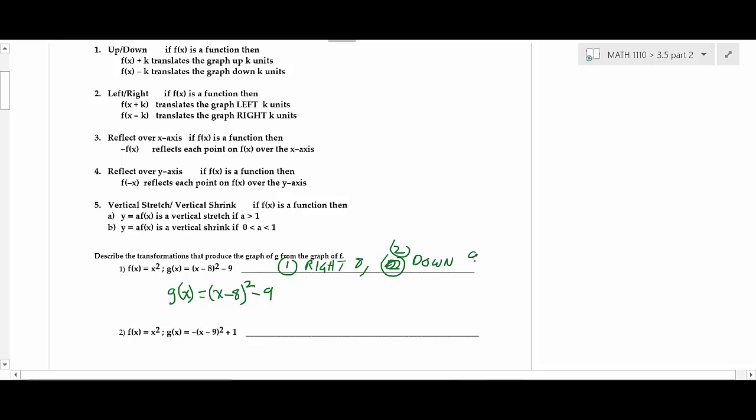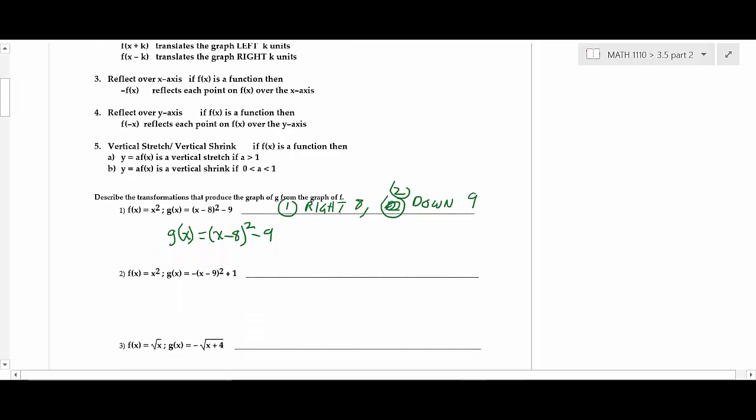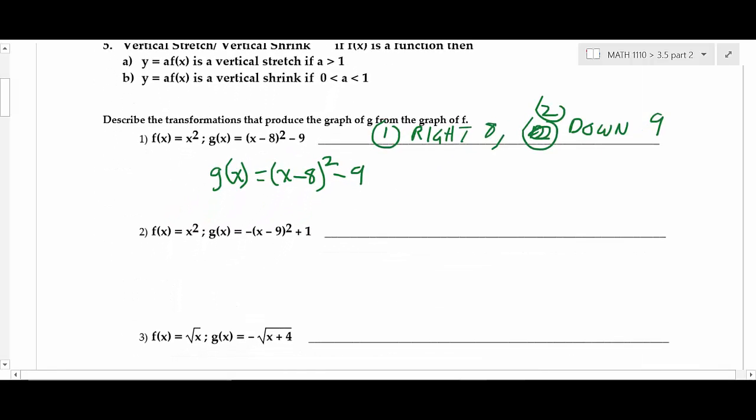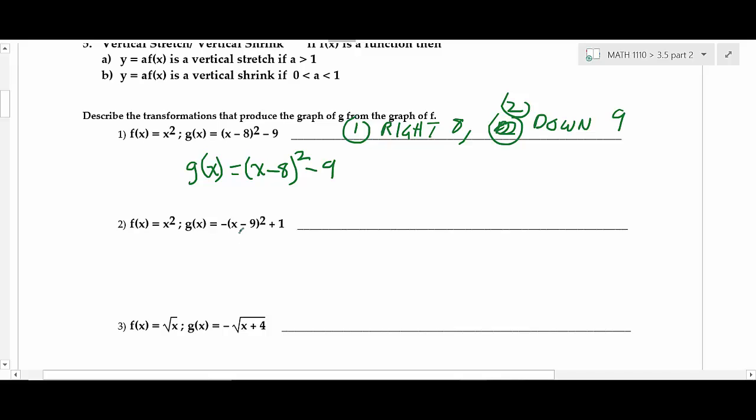Now we're not going to graph it or anything. I just want to make sure that you can identify the transformations. All right. Okay. How about number 2? We have negative x minus 9 squared plus 1. How many transformations are there? There are 3. What are they? Right 9. Invert x, okay. Reflect over the x-axis, reflect, and then up 1, okay?